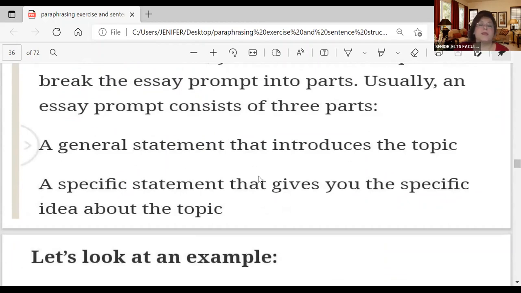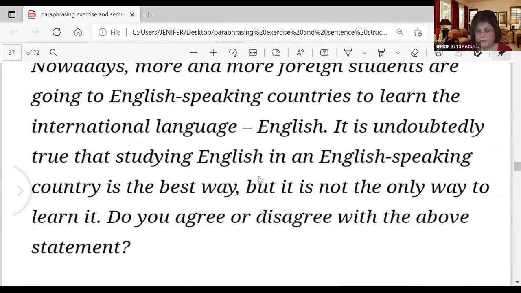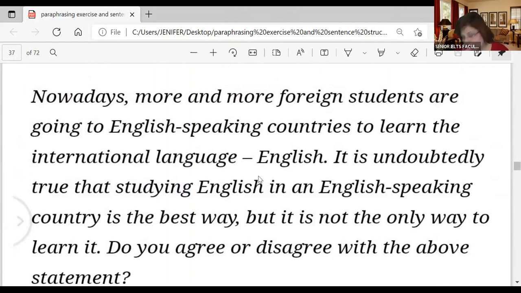A general statement that introduces the topic, a specific statement that gives you the specific idea about the topic. Very, very important. Can anybody read for me?